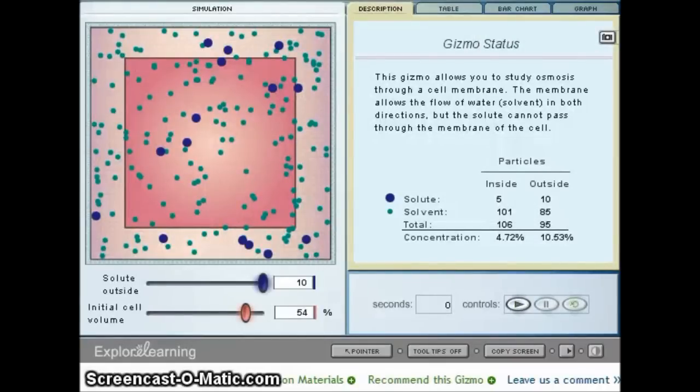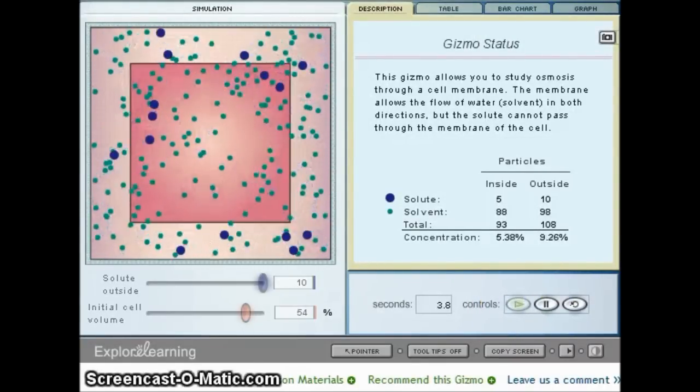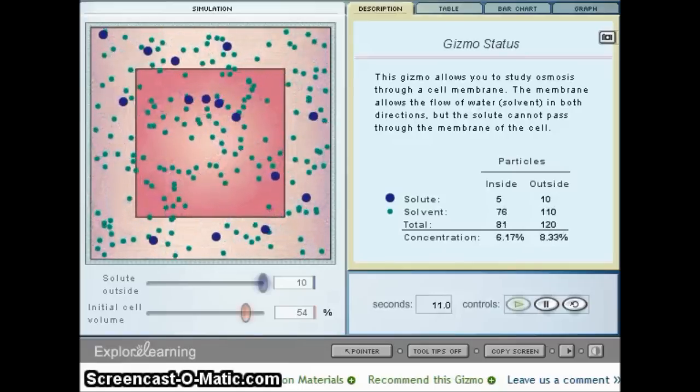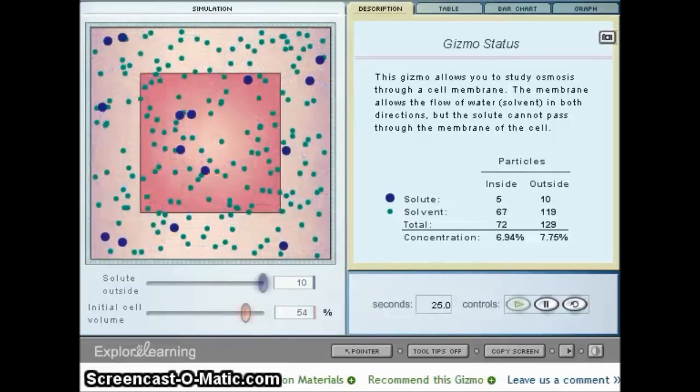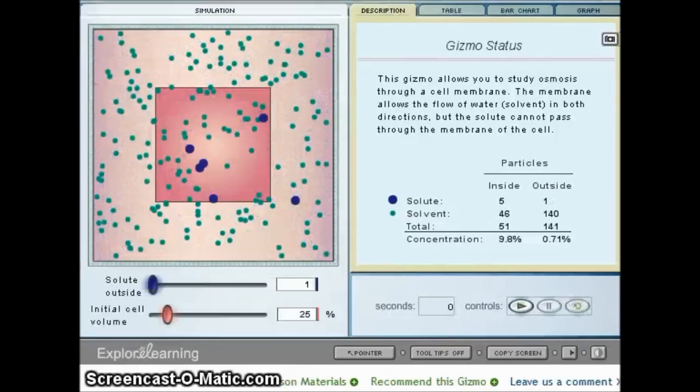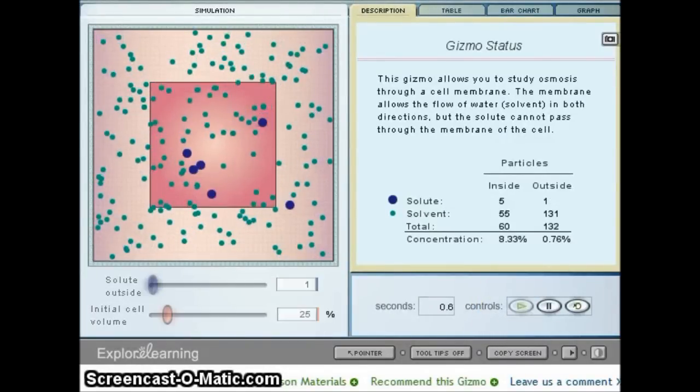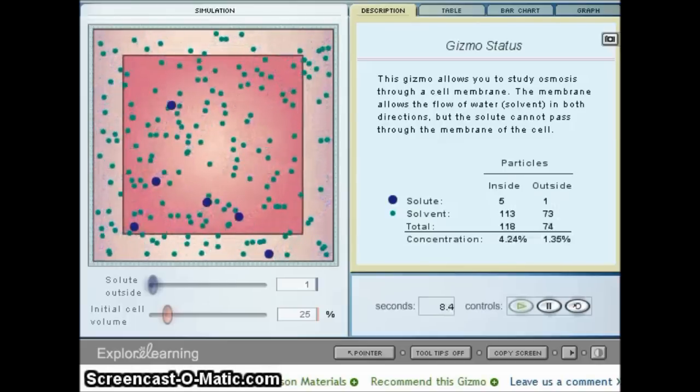Corn syrup is called a hypertonic solution. The egg shrinks in corn syrup. The egg shrinks in hypertonic solution. Distilled water, on the other hand, is considered a hypotonic solution. The egg swells in distilled water.